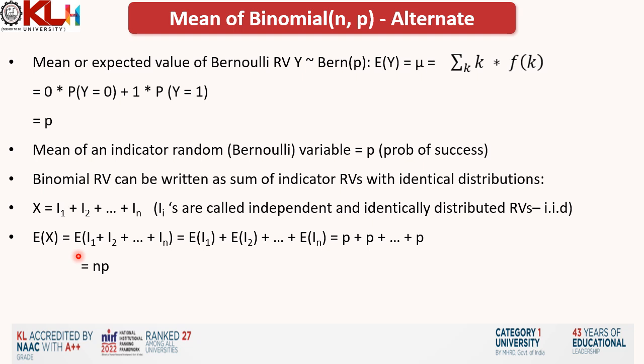So if you write x like this, then you can calculate the expectation of x by summing all the indicator random variables and taking the expectation. Since these are independent random variables, we can write it as the sum of the expectations of the individual indicator random variables, and we already calculated that the expectation of an indicator random variable is p. So you're adding p n times and the expectation is np. So this is another way of calculating the mean of a binomial distribution.